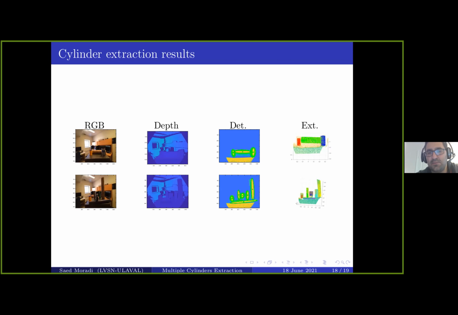We extracted almost very similar orientation axis for each cylinder.